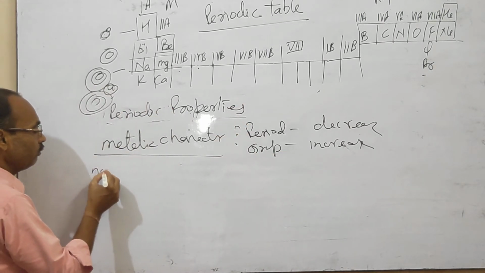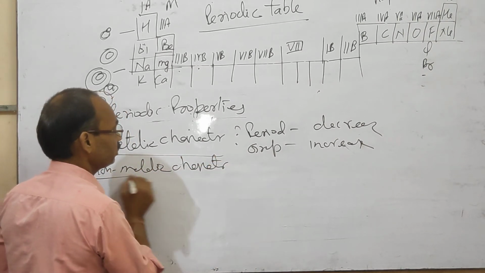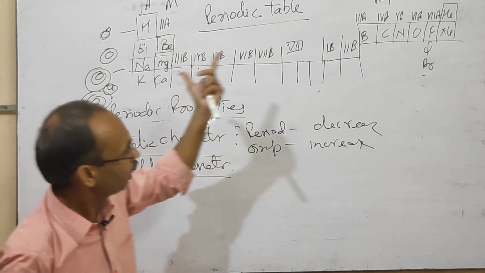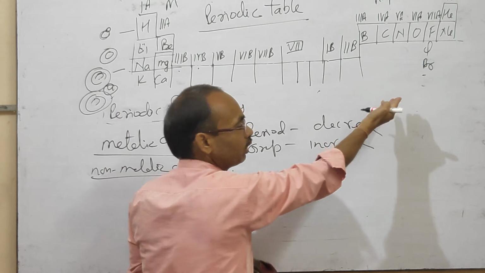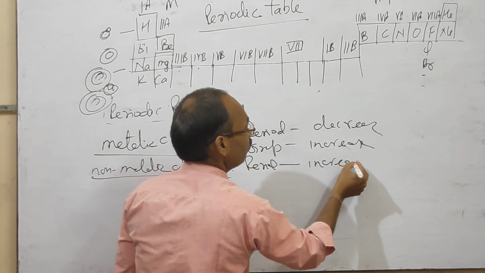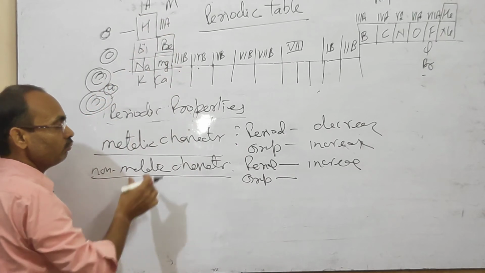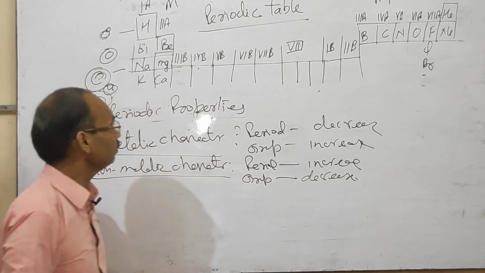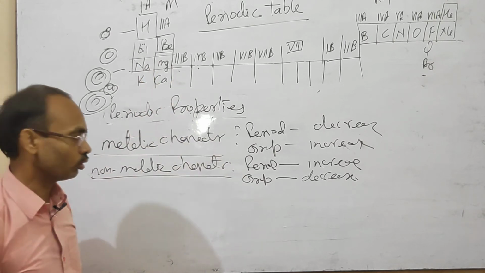Next point is non-metallic character. Non-metallic character is just opposite to metallic character. You know that this side elements are metals and this side elements are non-metals. So on going from left to right, the non-metallic character increases. In the period it is increased, while in the group, on going down from top to bottom, the non-metallic character decreases. The reason for this is that the distance between the outer shell and the nucleus is very large.